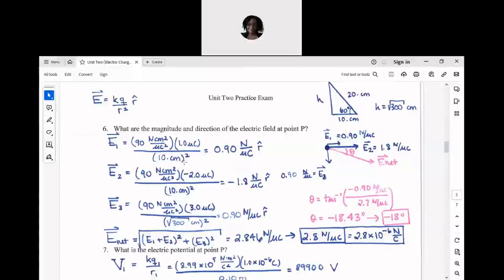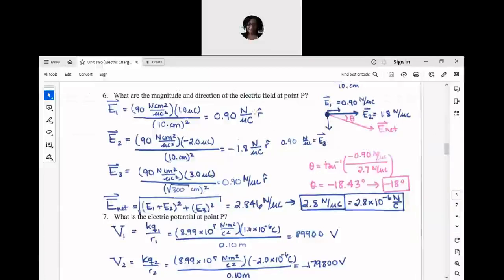For R1, that's the 10 centimeter separation from point P. Charge 2 is also 10 centimeters away from point P. Charge 3 is radical 300 centimeters away. So I get 0.90, negative 1.8, and then 0.90 newtons per microcoulomb.